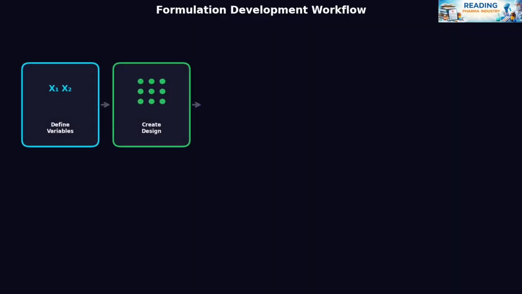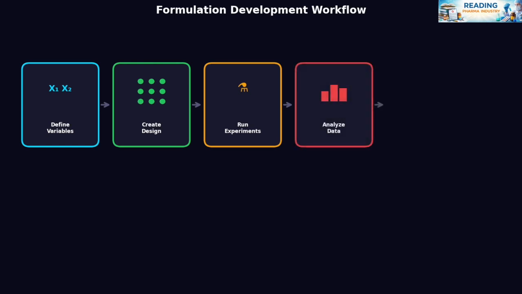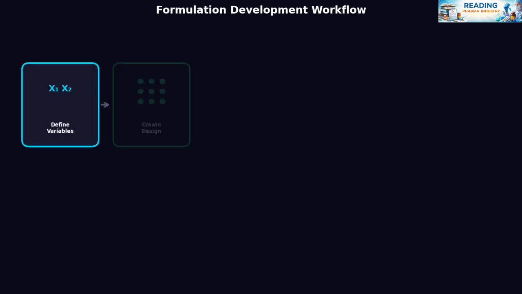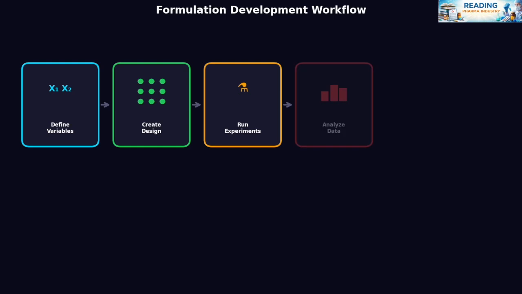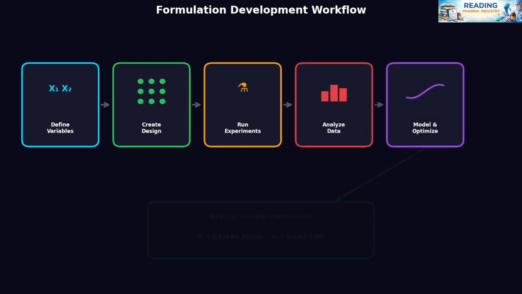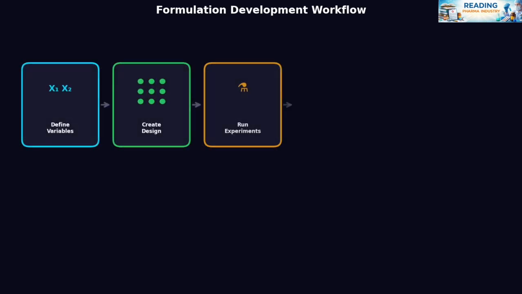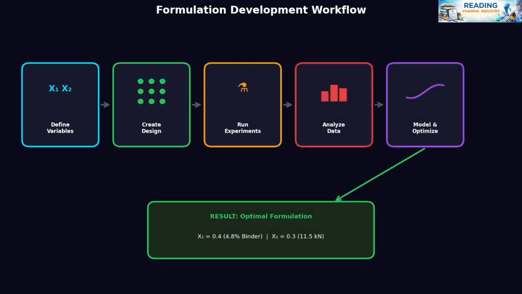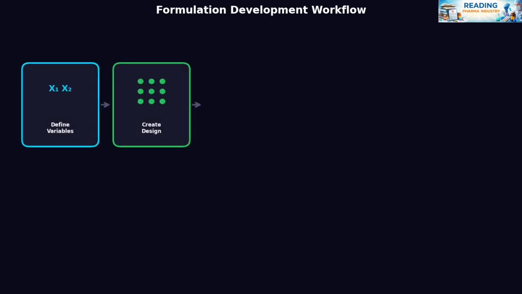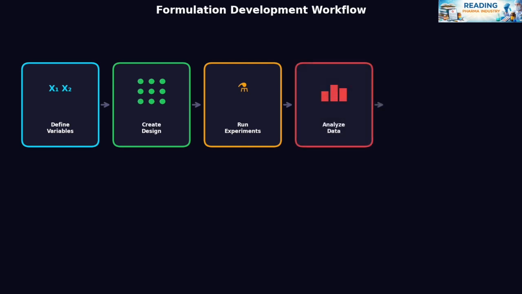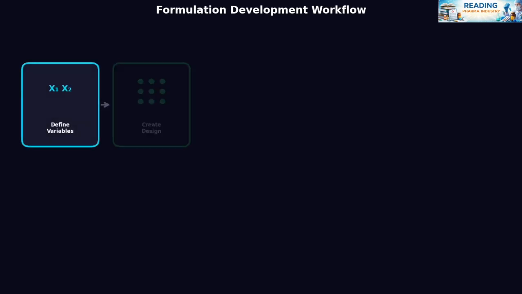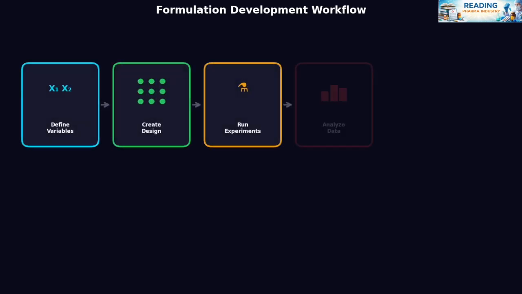Just a quick recap on the development workflow. We start with defining the variables, the independent variables, and then we create a design, a factorial design. We run the experiments after that to get the responses. We analyze the data, then we finally model our data to choose and find the best fit. Ultimately, once we decide this, it will allow us to find the optimum values, or the equation that defines the different factors. So, optimal formulation.